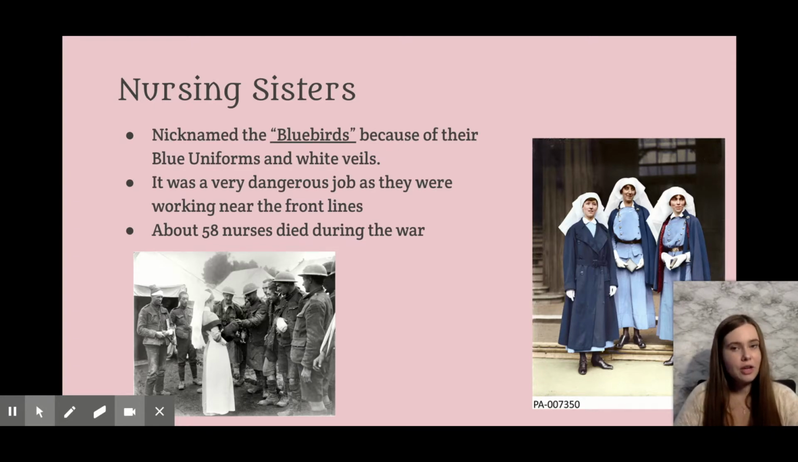So it was a very dangerous job, as we discussed, as they were working near the front lines. So they were often the ones who were going in and getting the bodies from the trenches. They weren't necessarily the ones going into no man's land, but it was still a very, very dangerous job. They were in the line of enemy fire a lot of the times. Hospitals were known to be bombed as well. And about 58 nurses, Canadian nurses I should specify, died during the war.